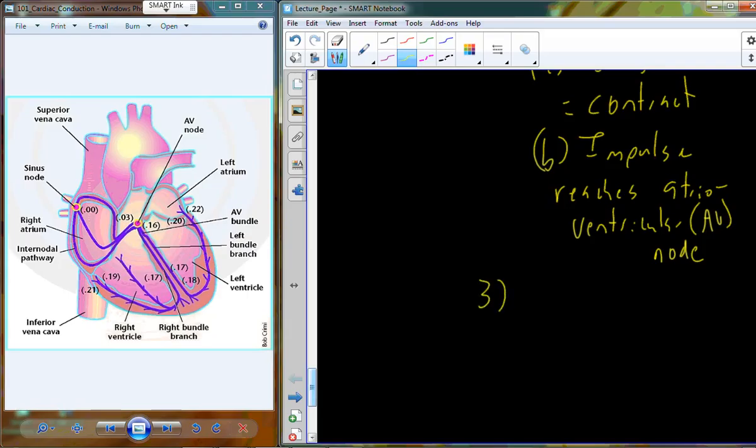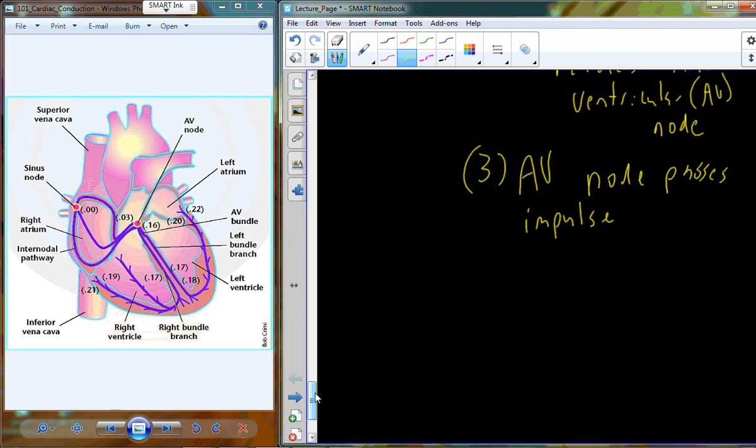So after our short delay, the atria have contracted, and the AV node passes that impulse into the remaining part of the conduction system. We go through this thing called the AV bundle, the right and left bundle branches, and then we get into the Purkinje network or the Purkinje fibers. And those Purkinje fibers are those specialized cells of the conduction system that carry all of the electrical activity out to the muscle of the ventricle, all the remaining cardiomyocytes of the ventricle. So from the AV node, we pass the impulse to the Purkinje system.